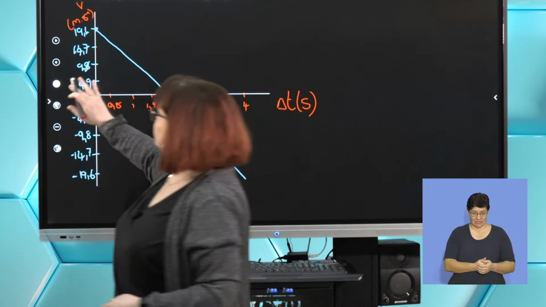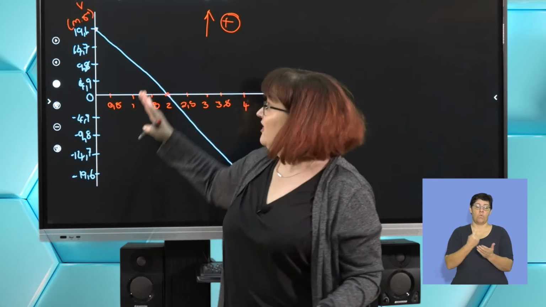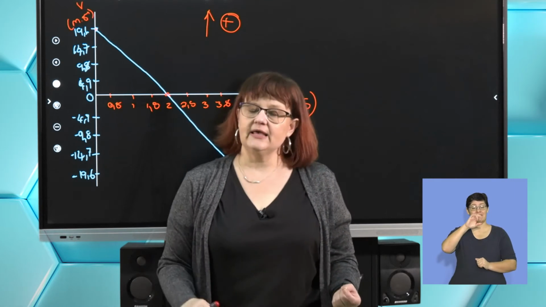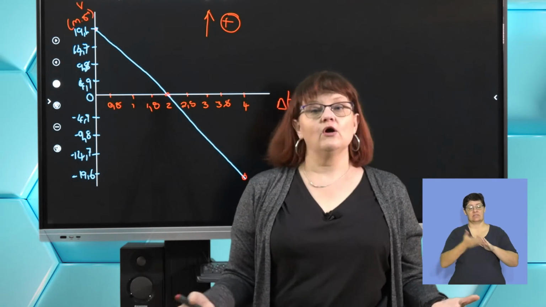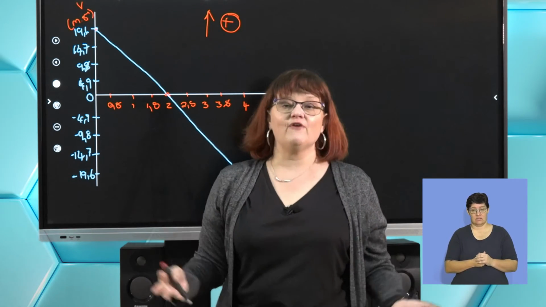Okay, so on this graph, what I can see is that my object went up, stopped, came back down. I chose up as positive. So this graph gives me a nice idea. It's a nice straight line. I'm always going to get straight lines. The gradient of this graph must give me the acceleration of my object. And the area under the graph tells me how far it's gone.